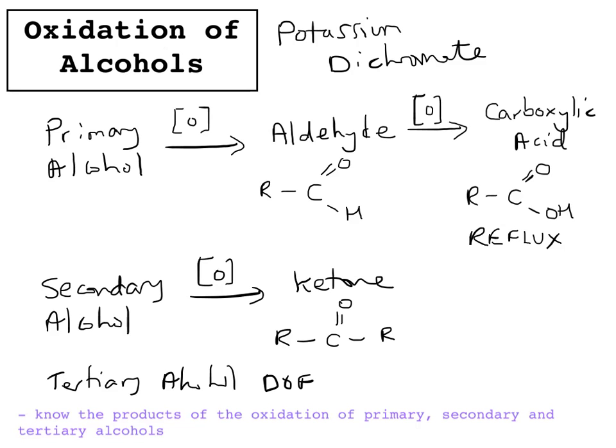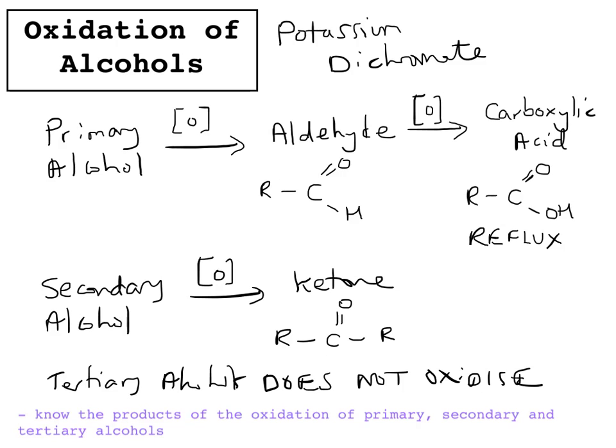A tertiary alcohol does not oxidize because the C-C bonds are too strong to break. There are no C-H bonds; no H is attached to the carbon the OH group is attached to, and so there are no bonds that can be broken via oxidation. So tertiary alcohols do not react.